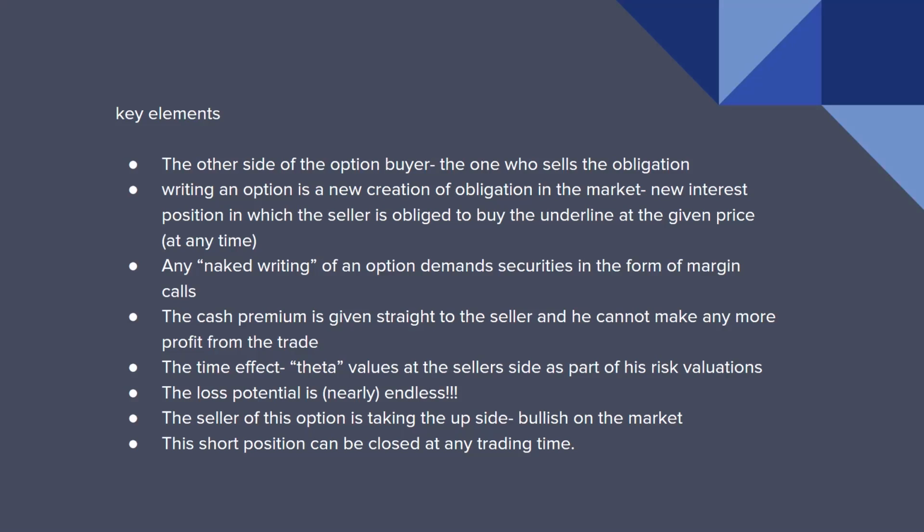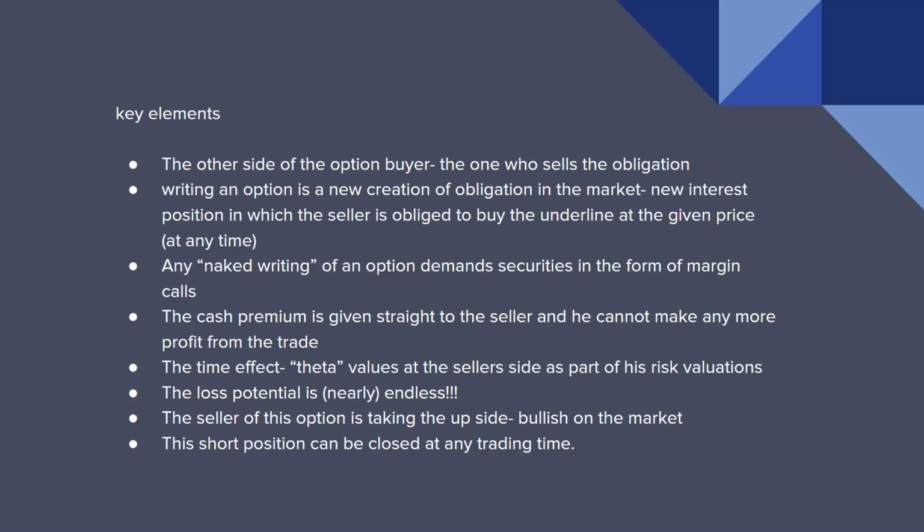Writing an option is a new creation of obligation in the market. We're making a new open interest position in which the seller is obliged to buy the underlying at a given price at any time. That means that if we are selling the put option and we are committed to buy it at this specific price, then we're obliged to buy it depending on the buyer's option, whether he wants to exercise it or not. That depends on him, but we are obliged to buy it from him.